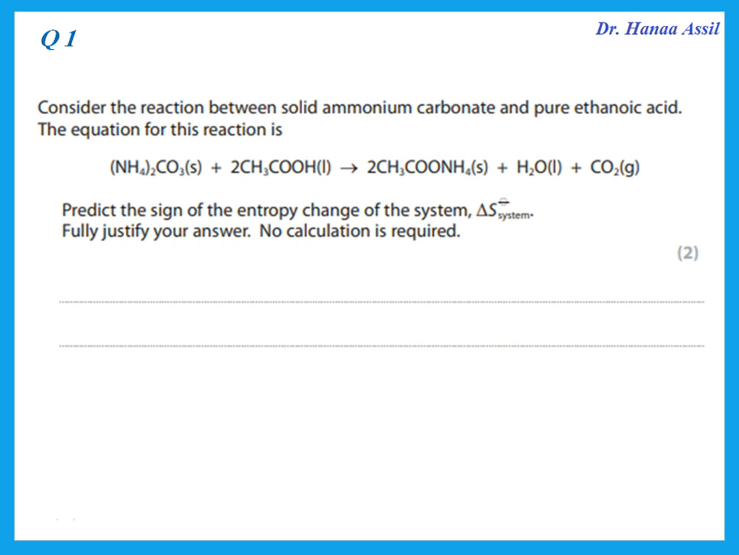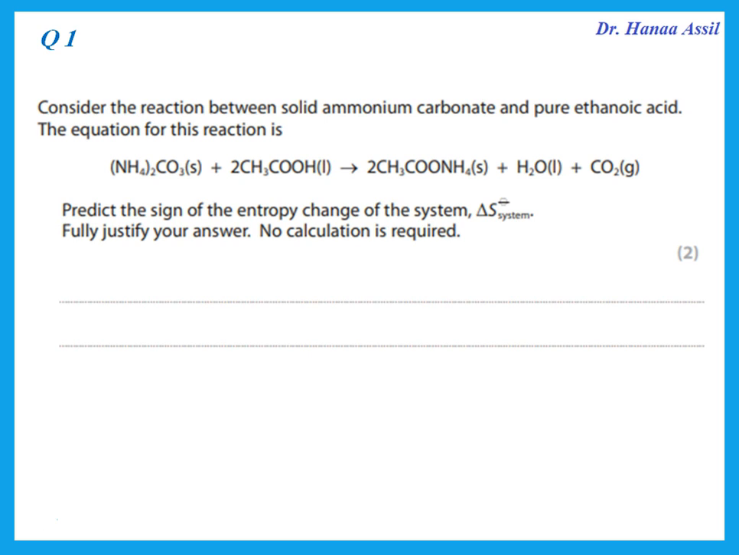Consider the reaction between solid ammonium carbonate and pure ethanoic acid. The equation for this reaction is this. Predict the sign of the entropy change of the system. Fully justify your answer. Remember, we said delta S of the system should be positive if what happens?